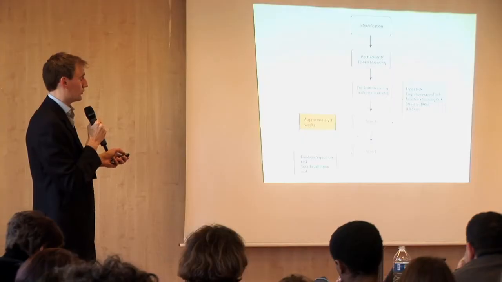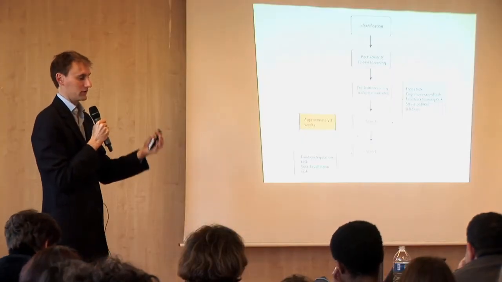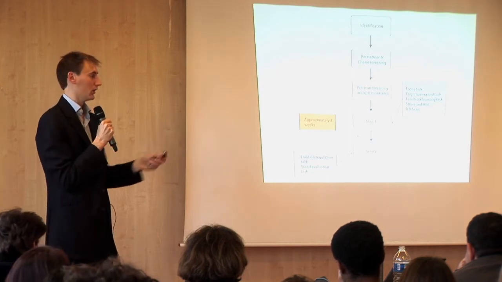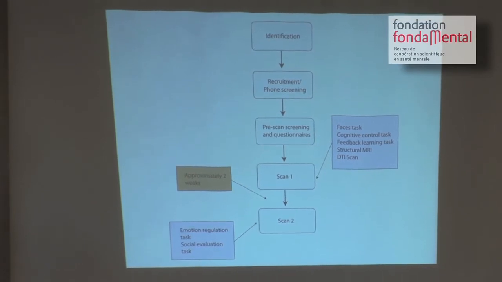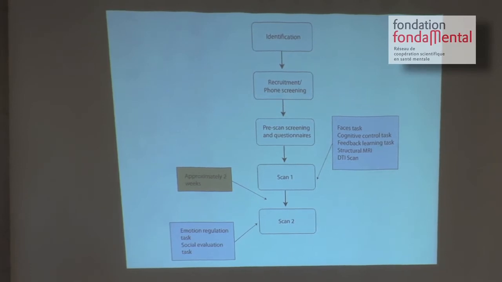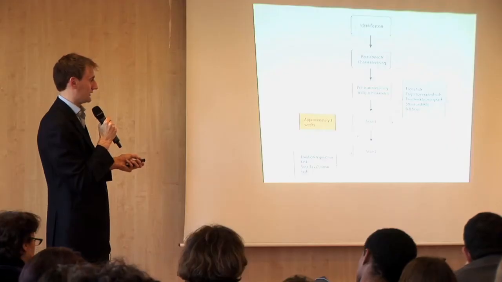So participants were recruited from the roots cohorts, and they were all identified if they had one of either the SS or LL versions of the serotonin transporter, and whether or not they'd had childhood adversity using the Cambridge Early Experience Interview. And so I phoned them up and tried to recruit them, and then participants came for a pre-scan and screening questionnaire session, and then for one scan where we did these tasks looking at facial emotion processing, a cognitive control task, a feedback learning task, structural MRI, and then a DTI scan.